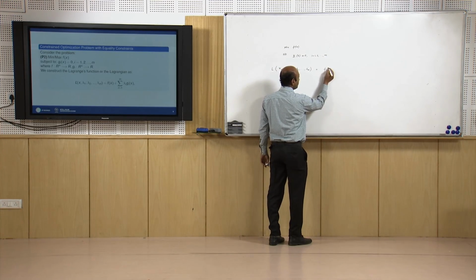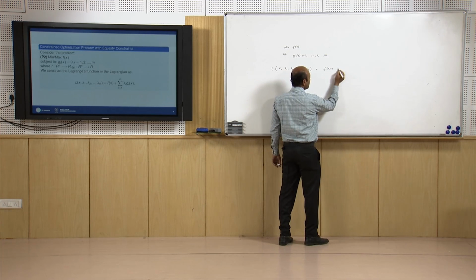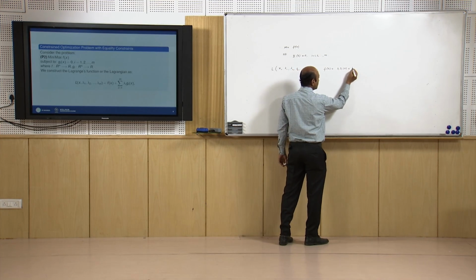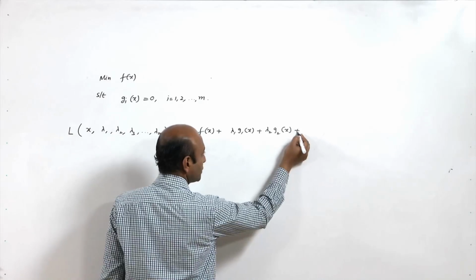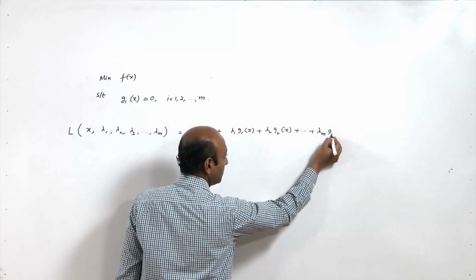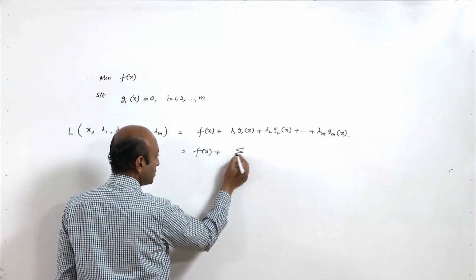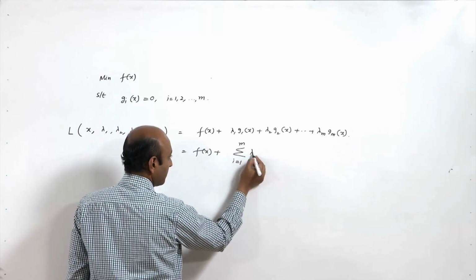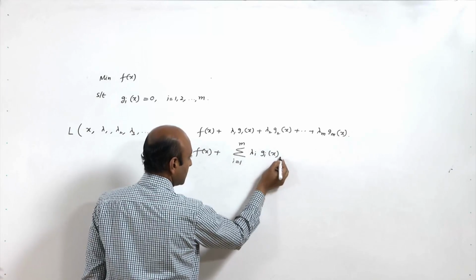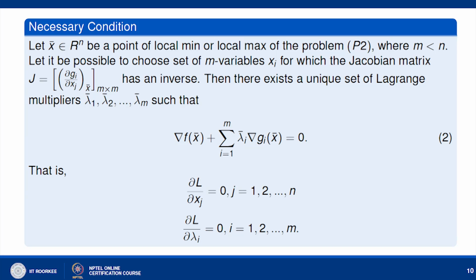This is nothing but the objective function plus lambda 1 g 1 plus lambda 2 g 2 and so on, lambda m g m of x, or it is f(x) plus summation i from 1 to m lambda i g i(x). So, this is the Lagrange function. Now, what is the necessary condition for this problem? Let x bar belonging to R^n be a point of local minimum or local maximum for the problem P2, where m is less than n.